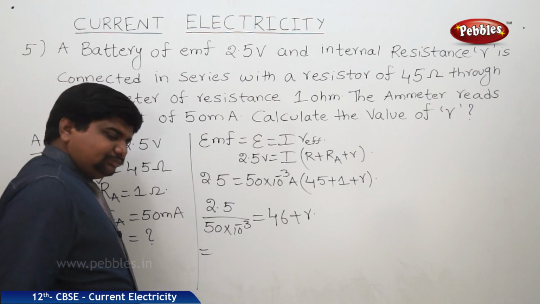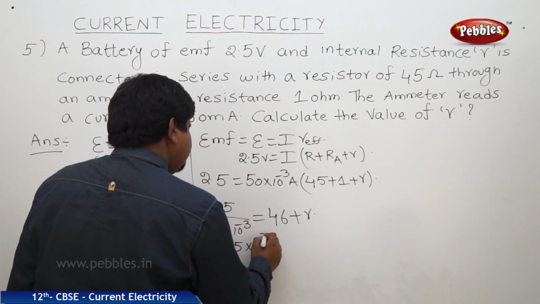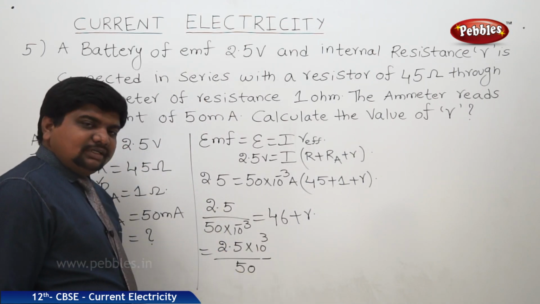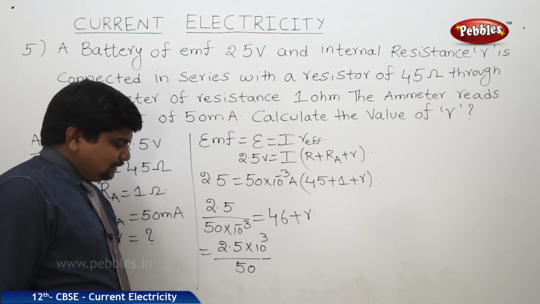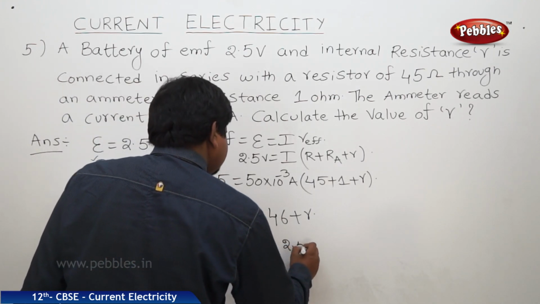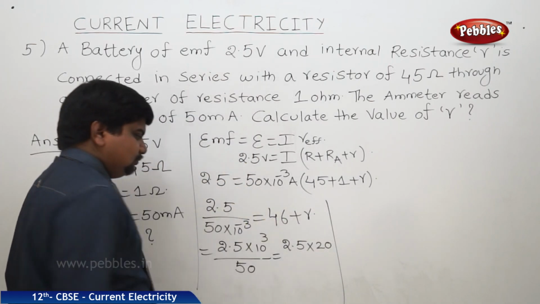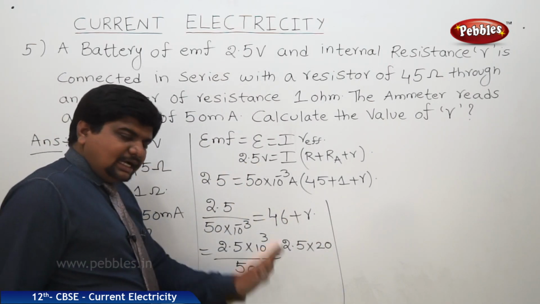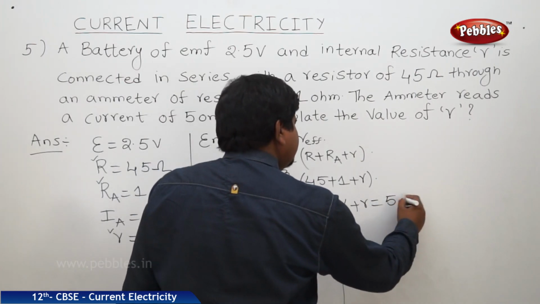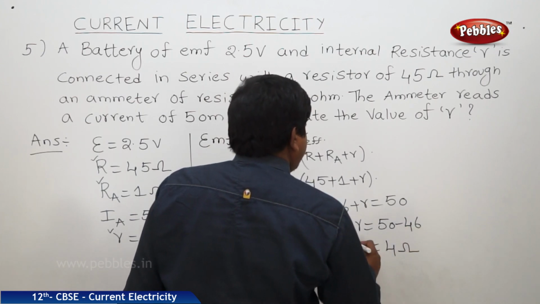So what is this value? This 10 power minus 3 goes up. 2.5 into 10 power 3 by 50. 10 cube is 1000, and 1000 in 50 is 20 times. 2.5 into 20, what is the answer? 50. This one is equal to 46 plus R. Therefore, 46 plus R is equal to 50. Therefore, internal resistance is equal to 50 minus 46, 4 ohms.